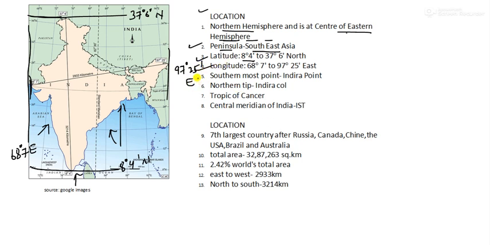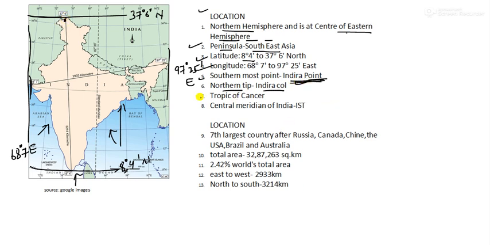Got it? Next point is the southernmost point of India is called as Indira Point. It is located in the Andaman and Nicobar. It is somewhere over here. You can also refer the map given in your textbook. This Indira Point is the southernmost point, and northernmost point is called as what? Indira Col. It is located in Jammu and Kashmir.